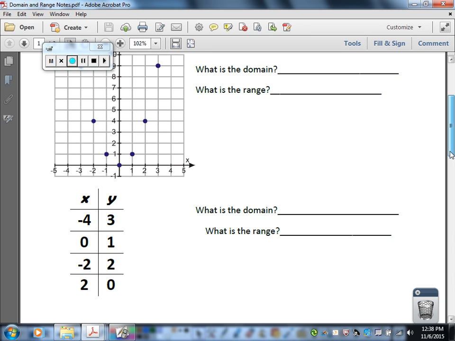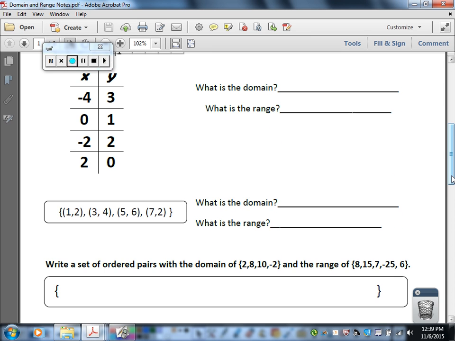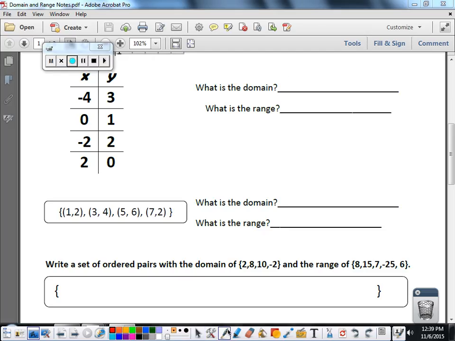This time it gives me a table. So guys, what is my domain here? Yep. What's my range? 0, 2, 1. This is done in the order that it gives it. It's 3, 1. It's on your paper too, by the way.